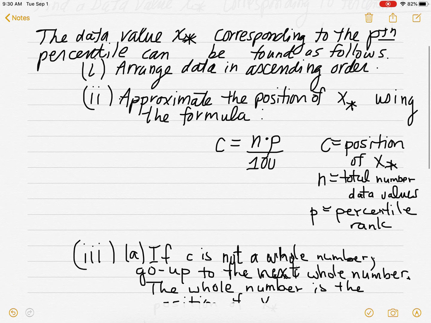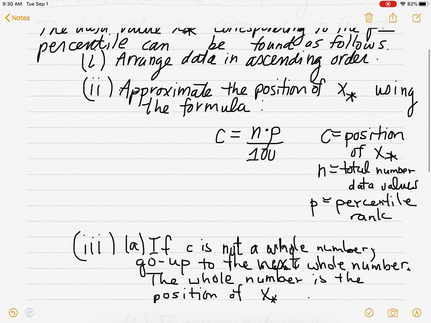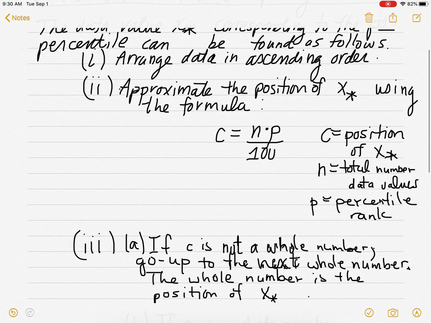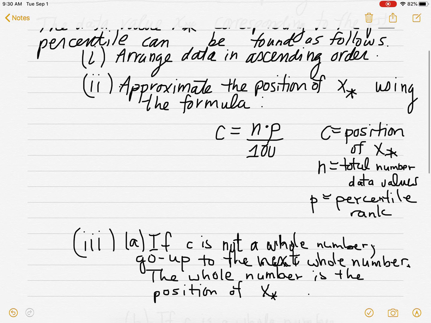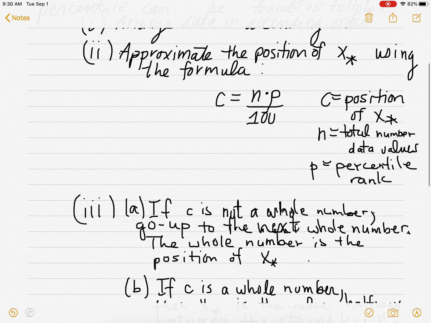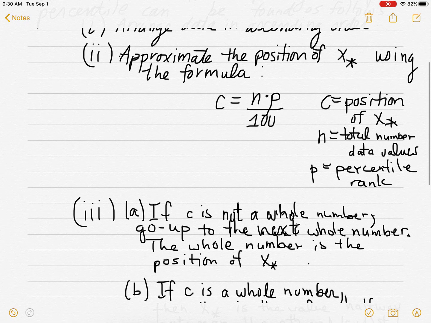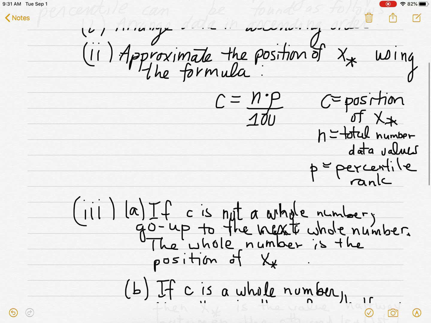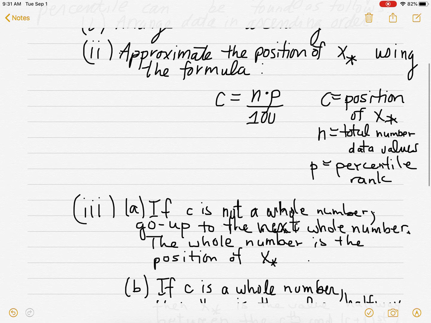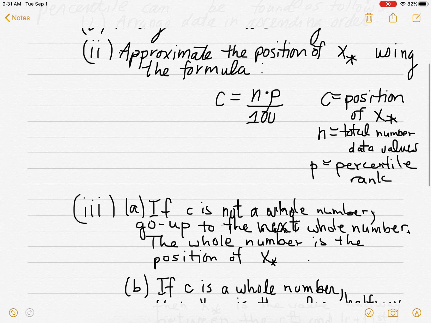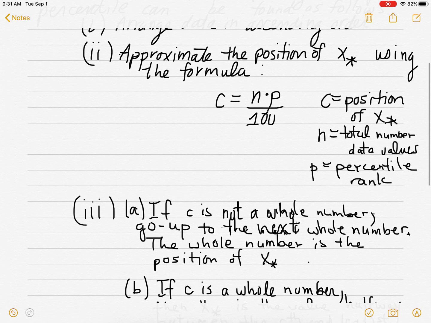Number one, you've got to put your data in order from smallest to largest. First thing, put your data in order from smallest to largest. It's called ascending order. Then after that, you want to approximate the position of your data value X star. So you're trying to find that X star in your list. We want to approximate its position. That position is going to be called C.